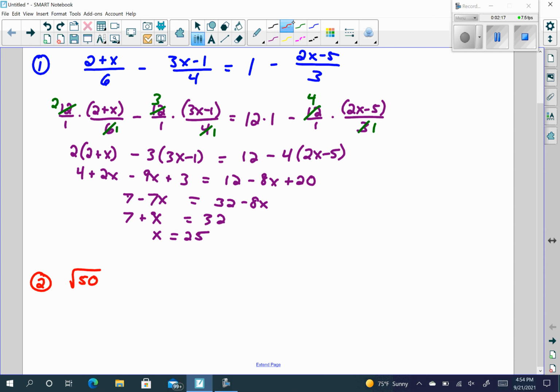For number 2, we're simplifying radical 50. So I first want to factor, and one of the factors has to be a perfect square, so we're going to use 25 times 2. So 25 is the perfect square. I'm going to take the square root of that, so that's 5, and then I have radical 2. So whatever the perfect square is, that's going to come out when we take the square root. So we get 5 radical 2.